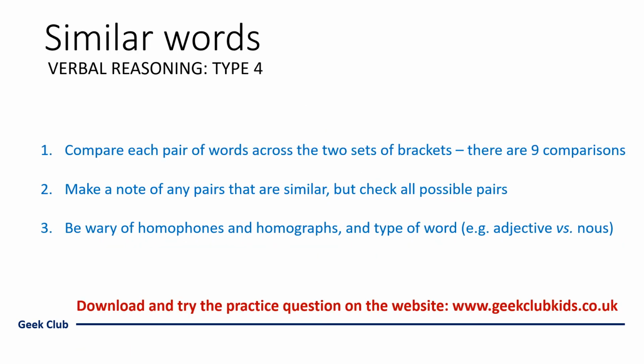So that's it for this type of question. They're relatively straightforward as long as you know your vocabulary. But in summary, compare each pair of words across the two sets of brackets and make sure you check all possible pairs. Just make a note as you go along of any pairs that are similar. And remember, be wary of homophones and homographs that may be there to try and trick you.